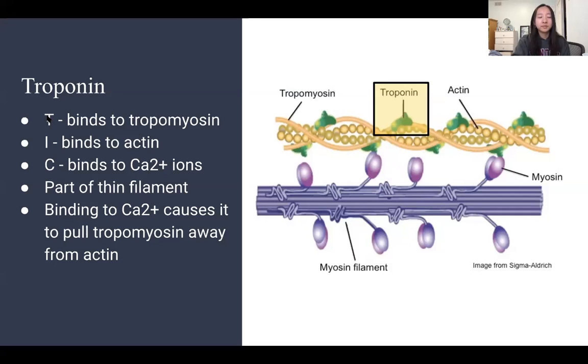If you're wondering what these T, I, and C letters mean, the troponin protein is made of different parts, and we call them subunits. Each subunit has a letter as its name. So we have a T subunit, an I subunit, and a C subunit, and all of them together make up the troponin protein here.